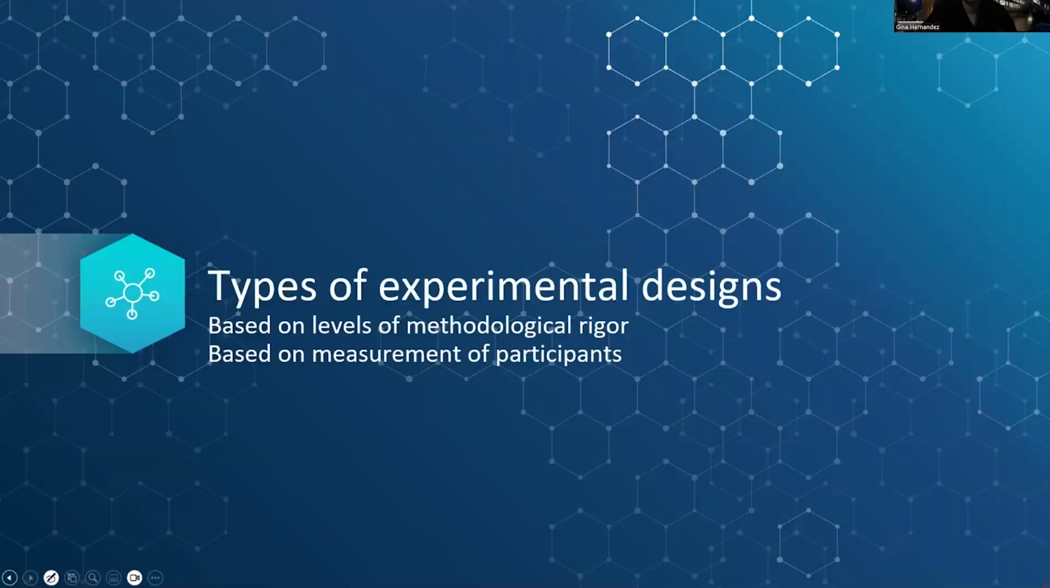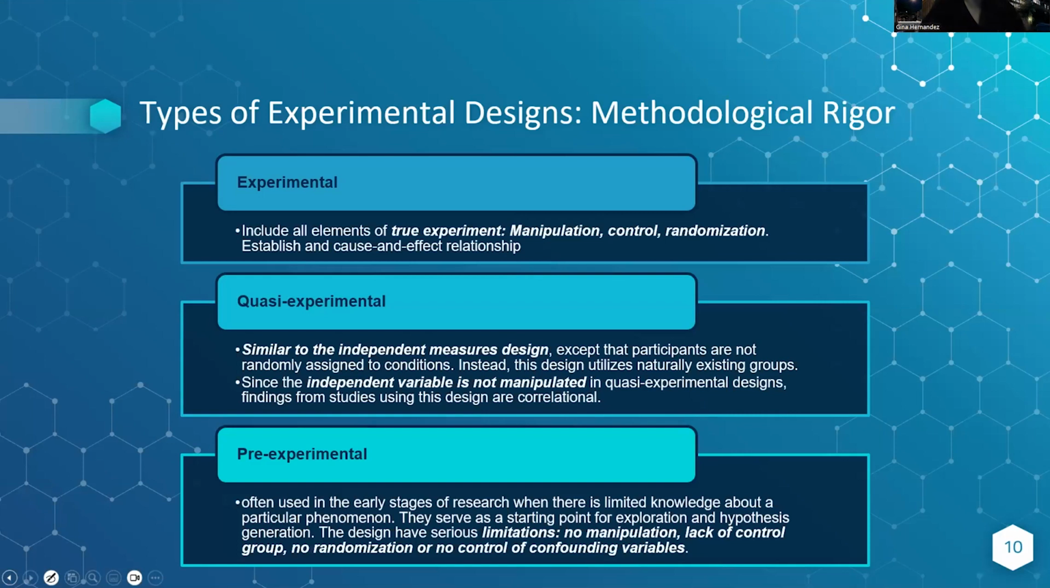you want to assess? So now that we know what makes an experimental design, I would like to explain the different kinds of experimental designs that we have. And we can divide them by the methodological rigor, and we can divide them by the measures that they take of the participants. So regarding methodological rigor, we have experiments, quasi-experiments, and pre-experiments.